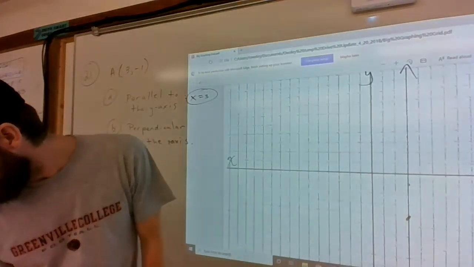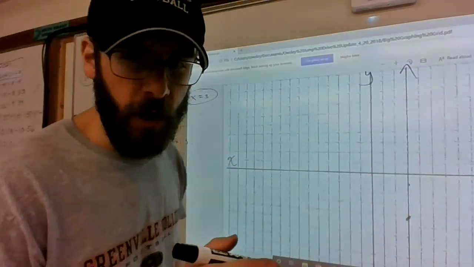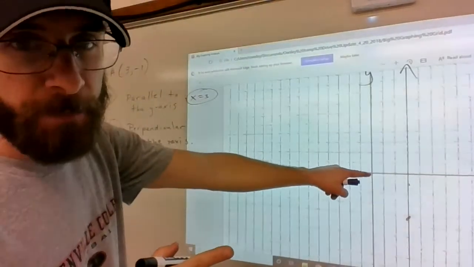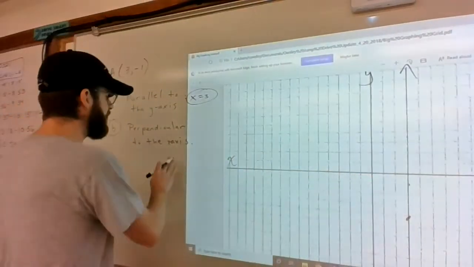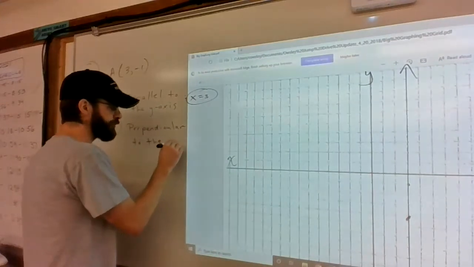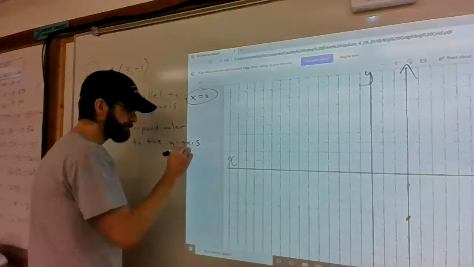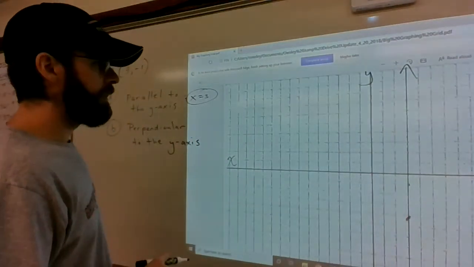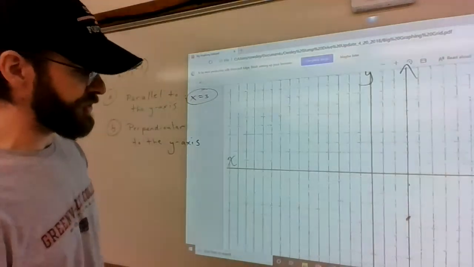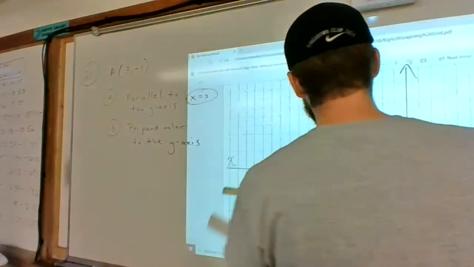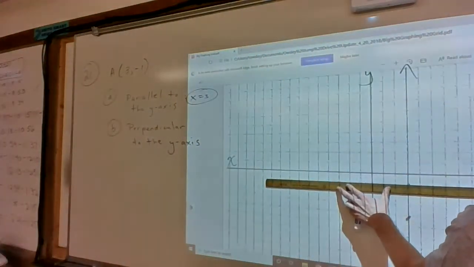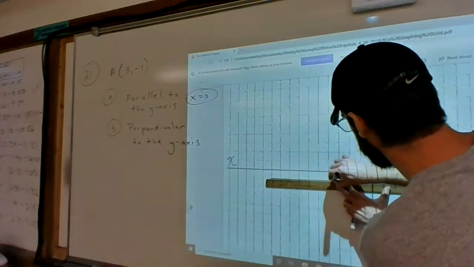For the next part, I wrote that down wrong. This already is perpendicular to the x-axis. It said it's perpendicular to the y-axis. Sorry for the confusion. Perpendicular to the y-axis just means it's going to form a right angle with the y-axis.